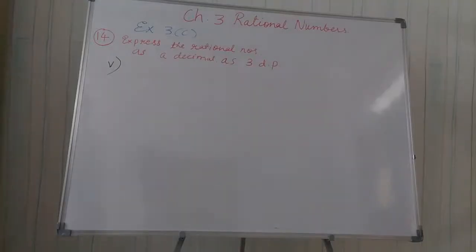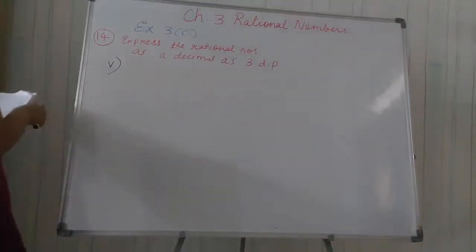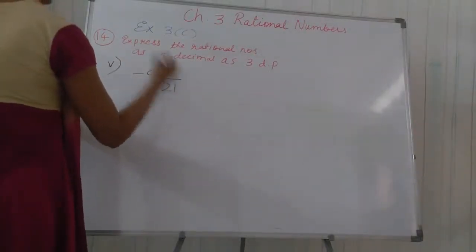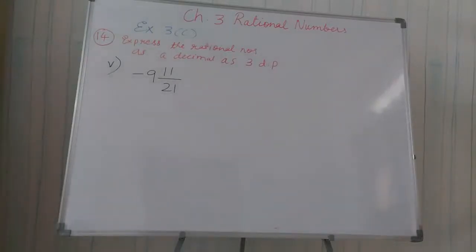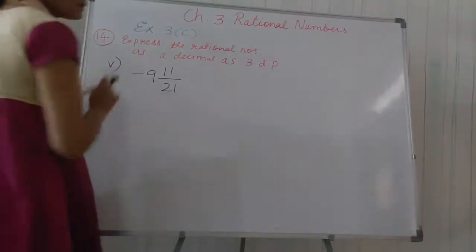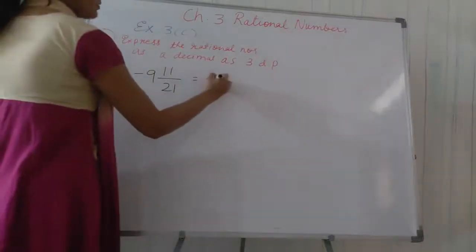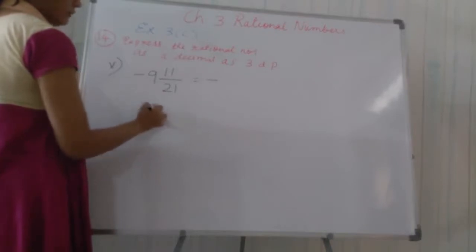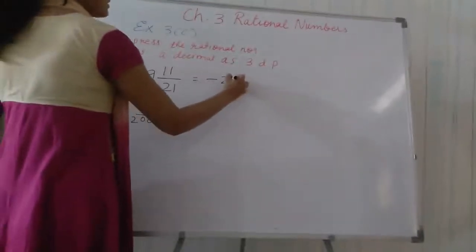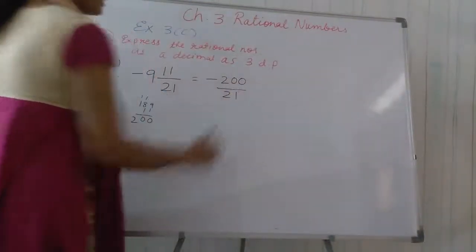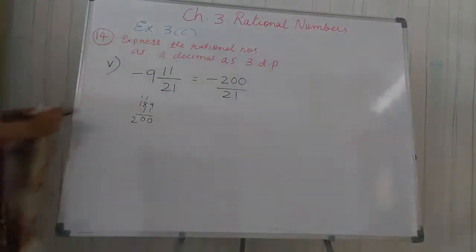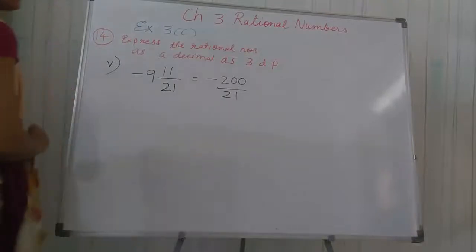Now taking question 14 number 5. So that is minus 9 integer 11 by 21. This is question 5. First of all, we take its improper fraction. So minus 9 ones are 9, 9 twos are 18, 189 plus 11. So we get 200. Minus 200 by 21. This is what I found by converting our mixed fraction to an improper fraction.